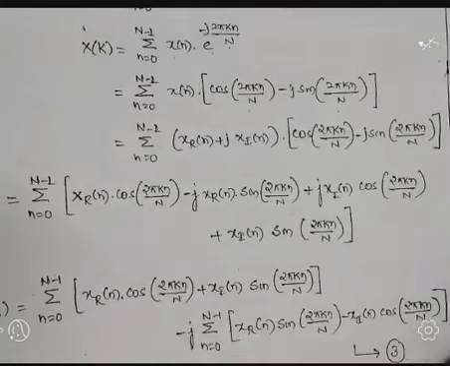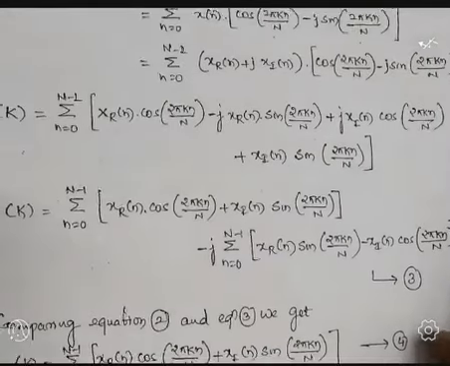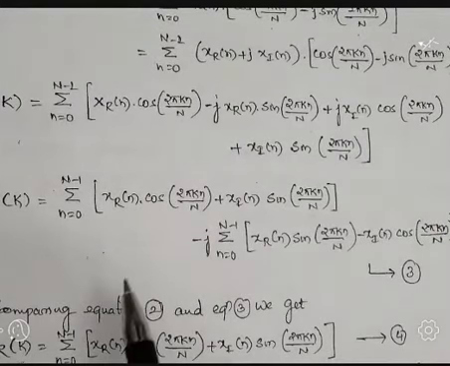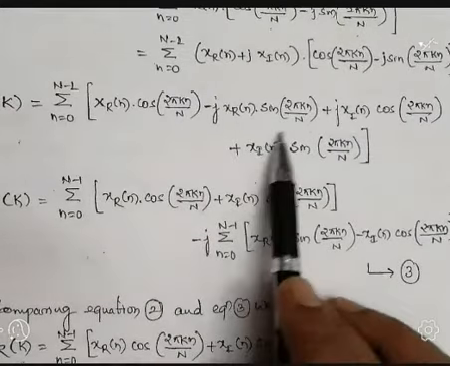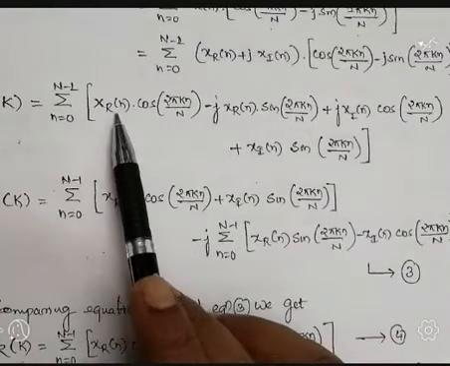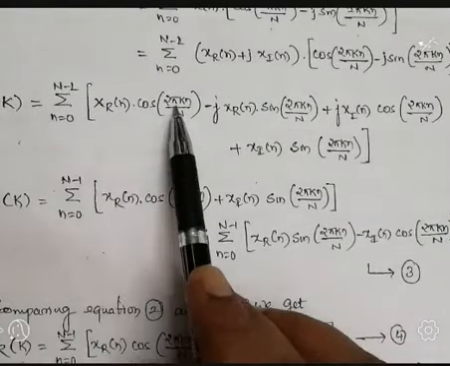Next, for further simplification, I will rearrange the terms. I will separate the real part and imaginary part. Observe that wherever the real parts are there, I take first x R of n cos of 2 pi kn by N. This is the real part I have taken.